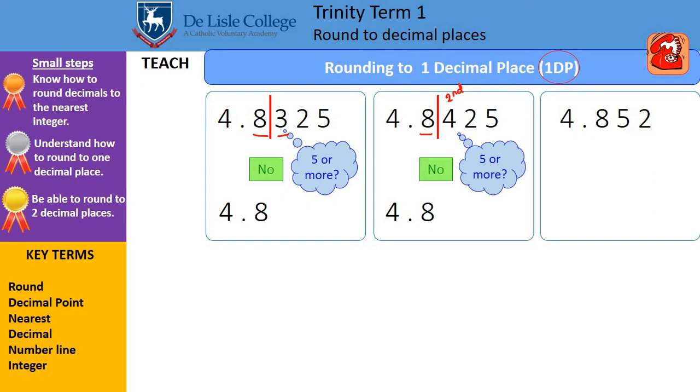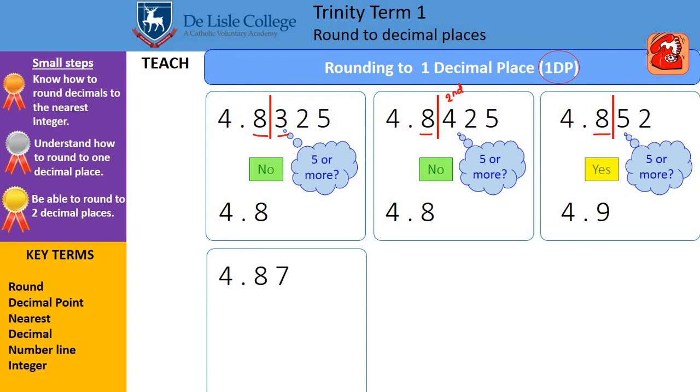Then we've got 4.852. So that is 5 or more, so it rounds this 8, our 1 decimal place, up to a 9. We get 4.9. Then we've got 4.87. So we're looking at the 7 here. That's the second decimal place, that's what might change. So does the 7 round it up? Well, it's 5 or more, so it does, and you get 4.9.